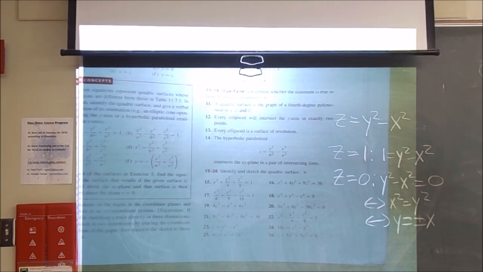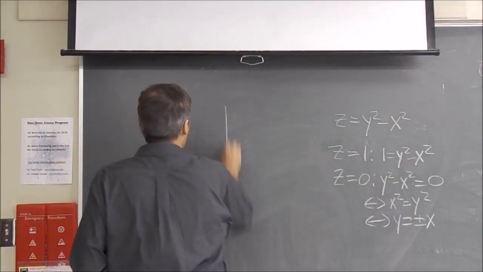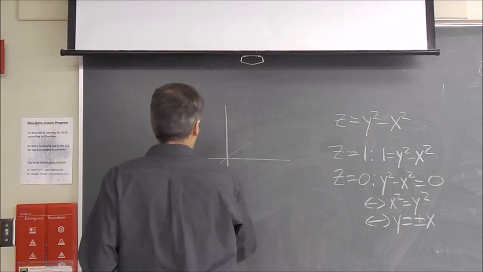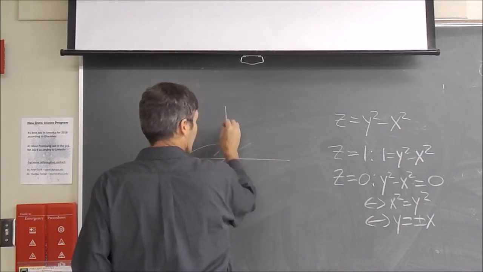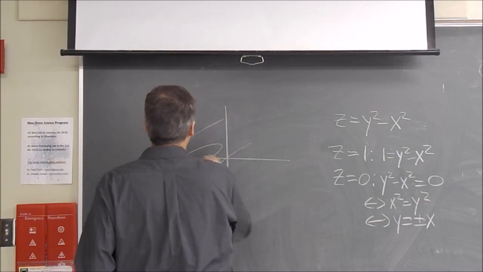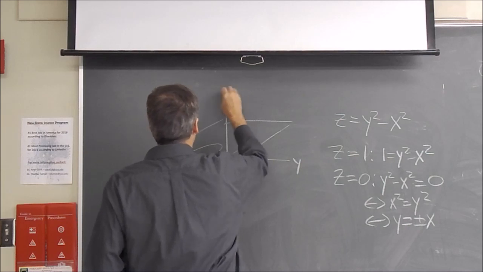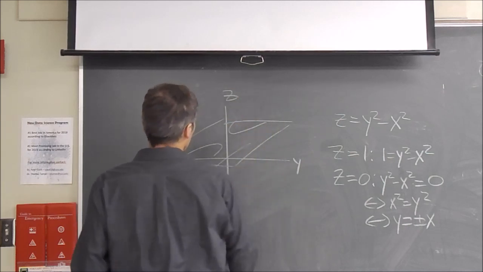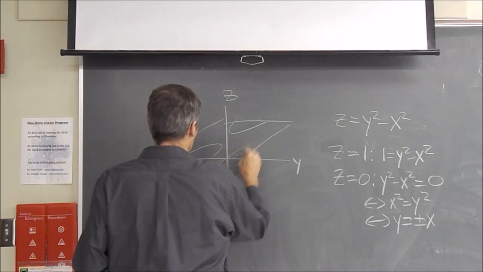So you generally get things like this. Here's maybe the z equals 1 plane, sitting up over the xy plane, 1 unit. Here's your hyperbola, 2 branches. But down here you get intersecting lines.